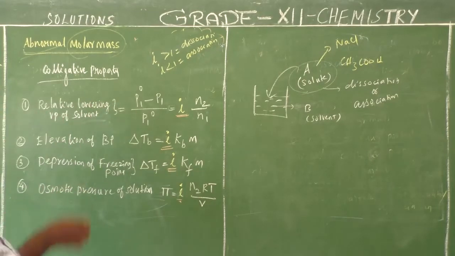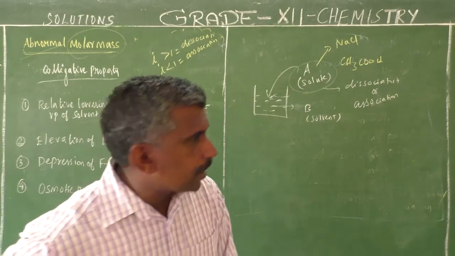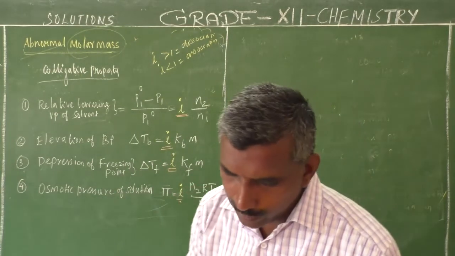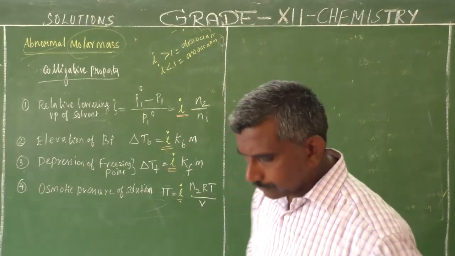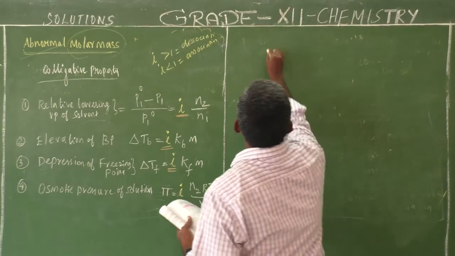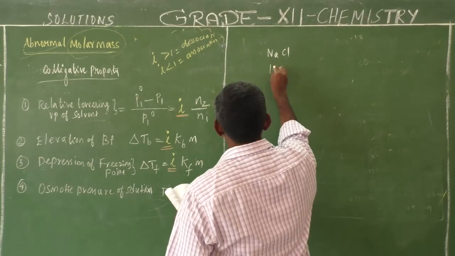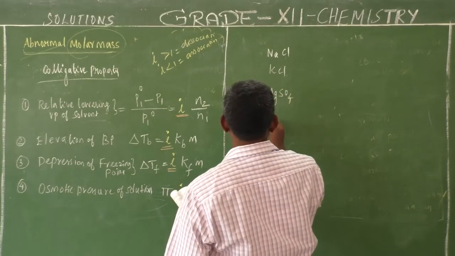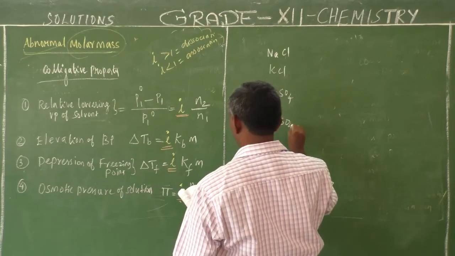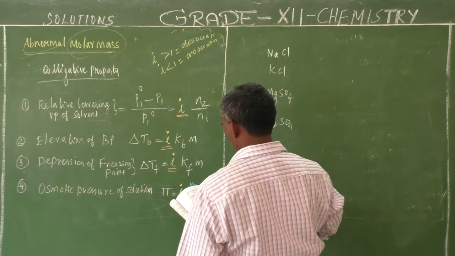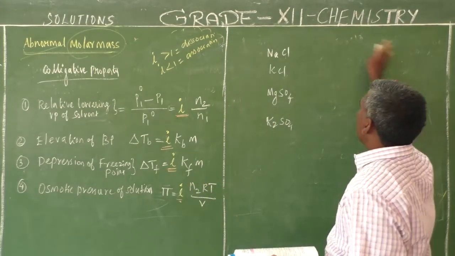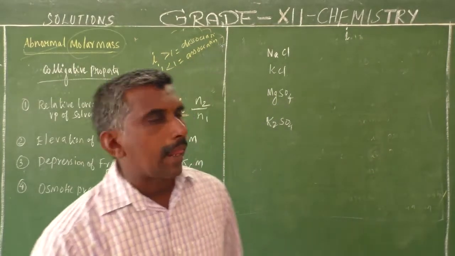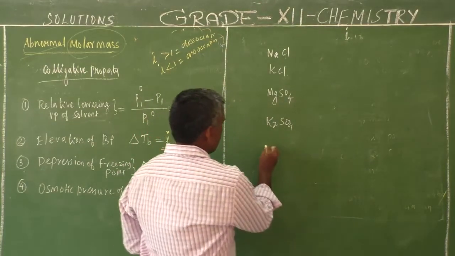This is a colligative property, calculated by using abnormal molar mass. Now, one term is there in the textbook. You see this I value. Sodium chloride, potassium chloride, magnesium sulfate, potassium sulfate have high values. This is when dissolved in water, dissociation takes place completely.